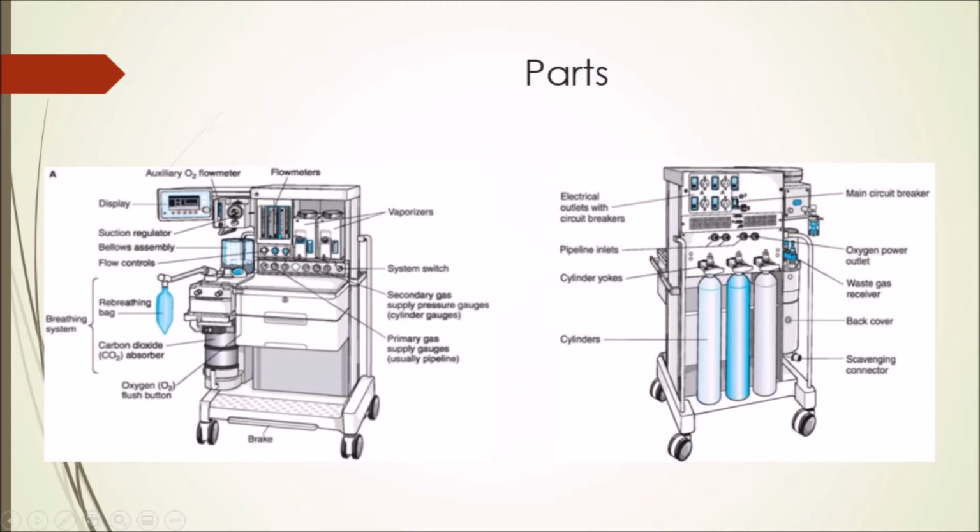Now in the back, it has electrical outlets with circuit breakers, pipeline inlets, cylinder yokes, cylinders with oxygen, nitrous oxide and air, the main circuit breaker, oxygen power outlet, waste gas receiver, back cover, and the scavenging collector. All of them I will explain to you later.